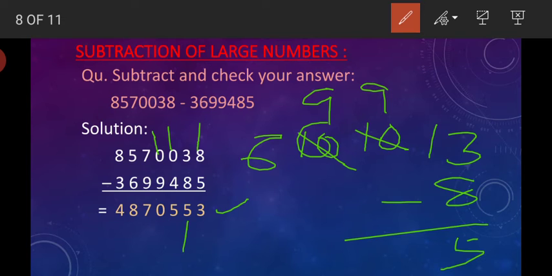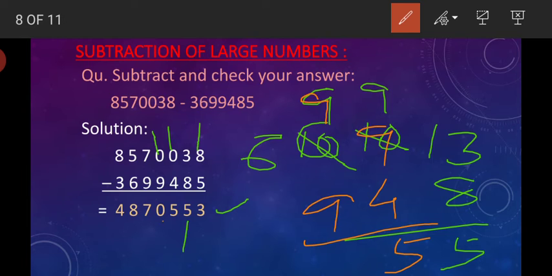Now come to the next one. Here the 9 is left. 9 minus another digit is 4, here 9 is left. So 9 minus 4 is equal to 5. Okay. The previous digit is also 9. So 9 minus 9 is, it becomes 0.